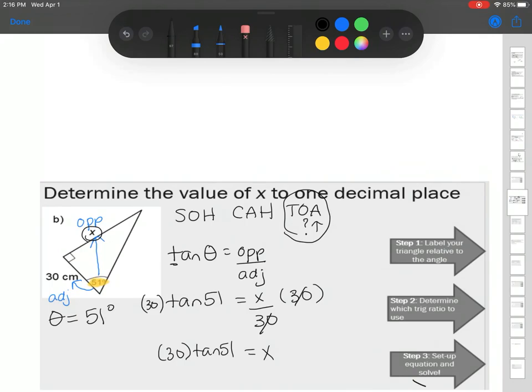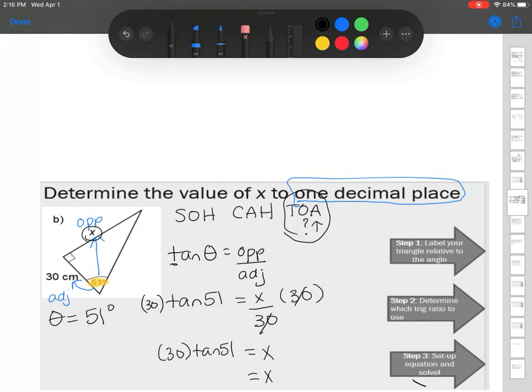So tan 51 is just a number, okay? If that freaks you out, you can certainly type in that number instead of writing out tan every time. It doesn't really matter, okay? It does say in the question to round to 1 decimal place. So we are going to do that.